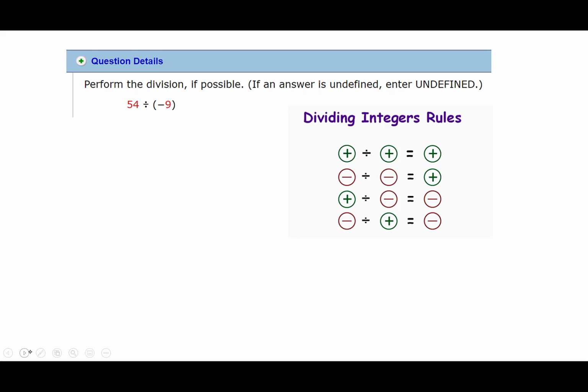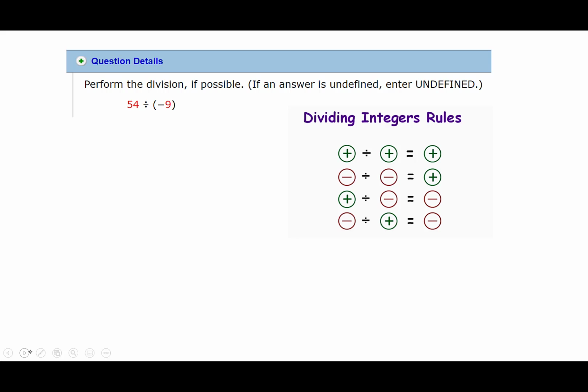This problem says perform the division if possible. If an answer is undefined, enter the word undefined. So when you're dividing, if you're ever dividing by 0, that's when you need to put undefined. So if the denominator of a fraction is 0, or if you're dividing by 0.